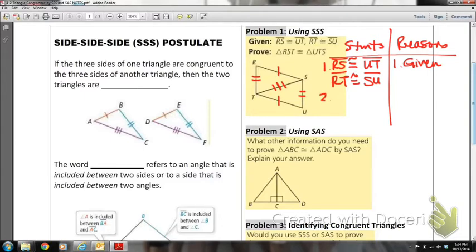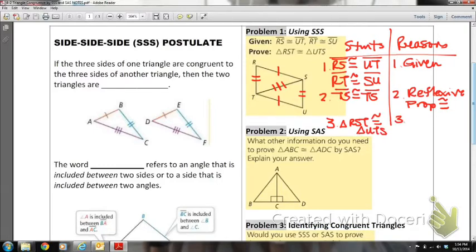And so we can say that side TS is congruent to side TS, because the property that says anything is congruent to itself is the reflexive property. The reflexive property of congruence. And then our third statement, we can make the statement that we're trying to prove, which is that triangle RST is congruent to triangle UTS because of the side-side-side postulate.